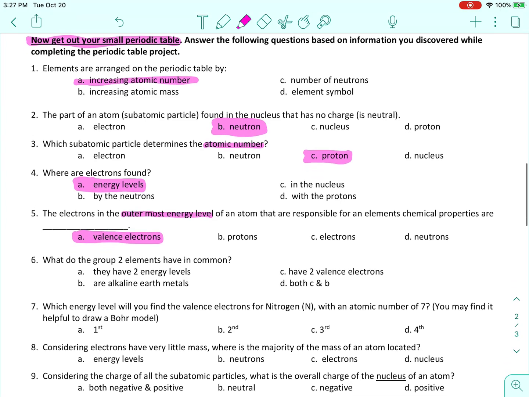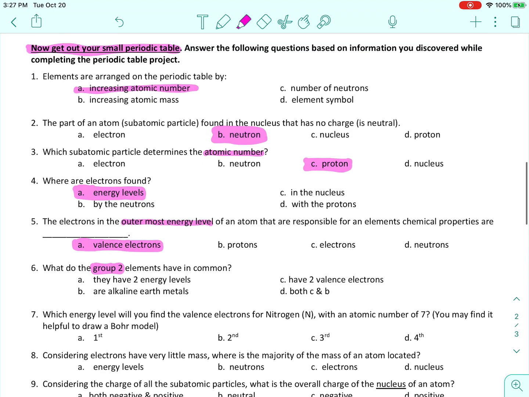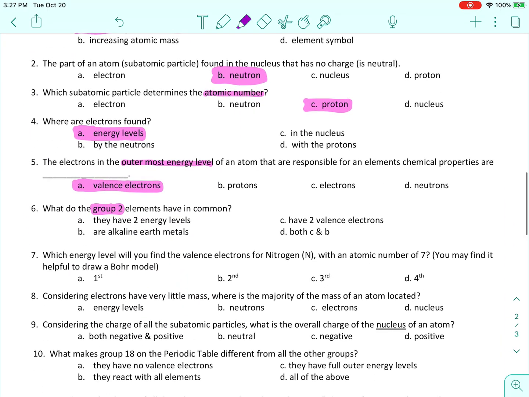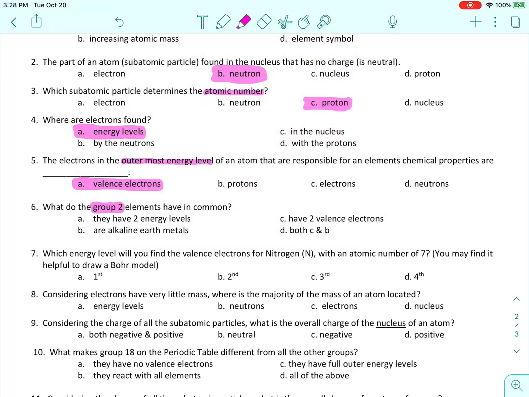Valence electrons. What do the group 2 elements have in common? Group 2. So if you look above, let's go back up here to this page. We said that the group corresponds to the valence electrons. Okay, so let's keep that in mind. Group and valence electrons go together. Period and energy levels go together. So we want to know about the group 2 elements. What do they have in common? Well, group and valence electrons go together. So group 2, they're going to have 2 valence electrons.